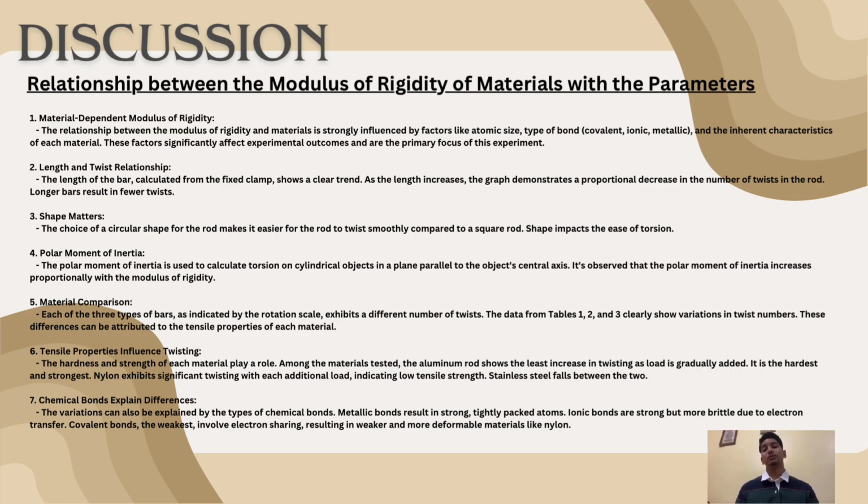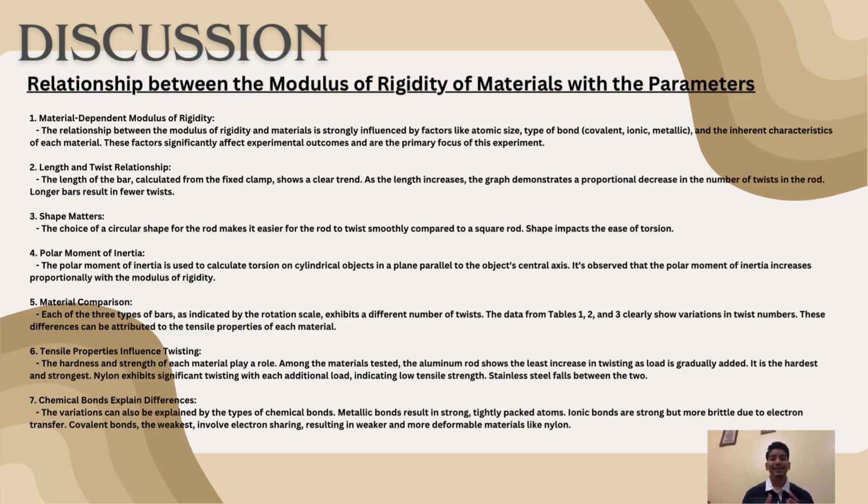For the shape relationship, a circular shape is used compared to a square rod, as it is easier for the rod to twist smoothly. The polar inertial moment itself is used to calculate the torsion of the inertial moment on a cylindrical object on a parallel plane to the object's central axis. It can be concluded that the polar inertial moment is increasing proportionally toward the modulus of rigidity.